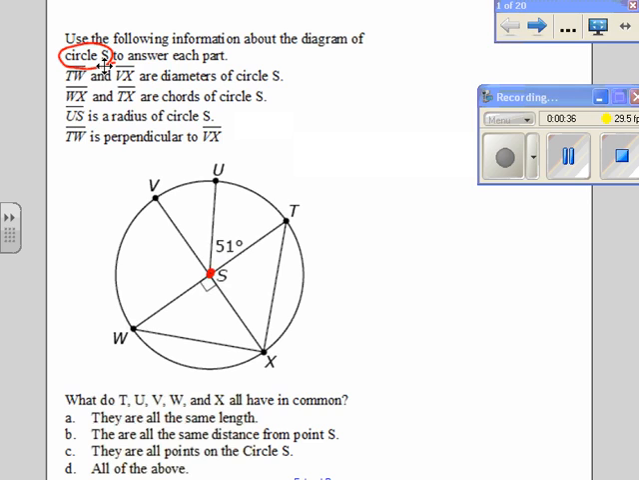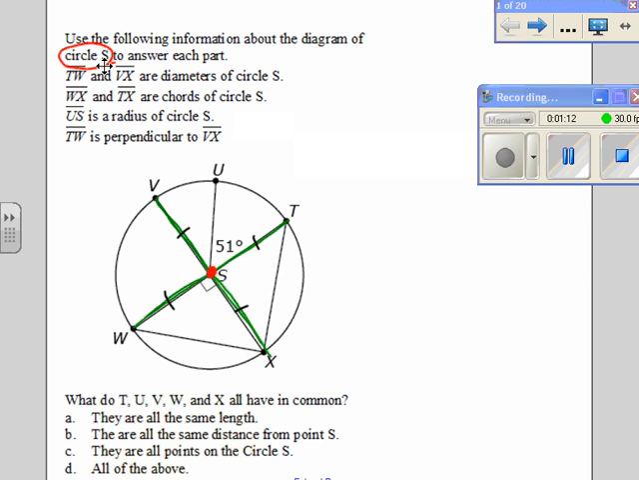So, TW and VX are diameters. TW, okay, that's going right through the center, and VX are diameters. You don't know anything about them necessarily, but since you know the S is the center, you know that S splits these, and all of these have the same length, okay, because they're diameters, and so SV is a radius, ST is a radius, SX is a radius, and SW is a radius.